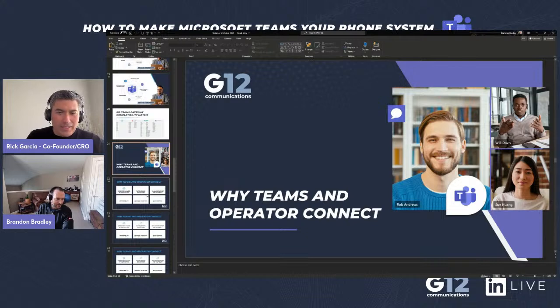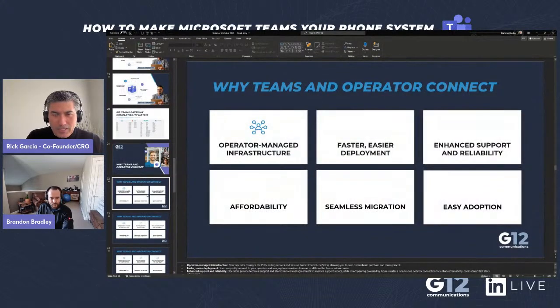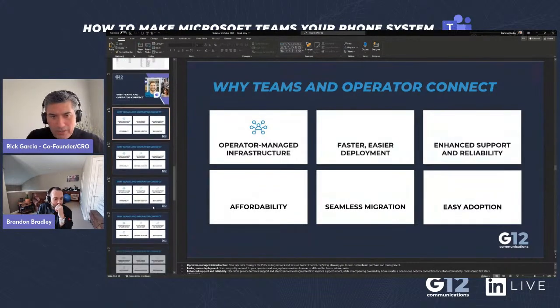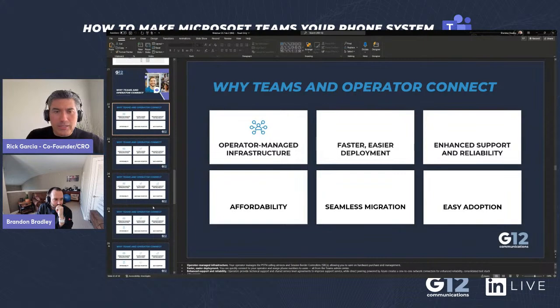All right, let's talk about why Operator Connect. And Brandon, there's a whole bunch of reasons here. I'm going to fly through these and say a few other things about direct routing as well. But why Operator Connect? Well, because you're using our infrastructure. Our infrastructure is deployed across Azure and in physical data centers, so you don't have to worry about deploying new infrastructure.